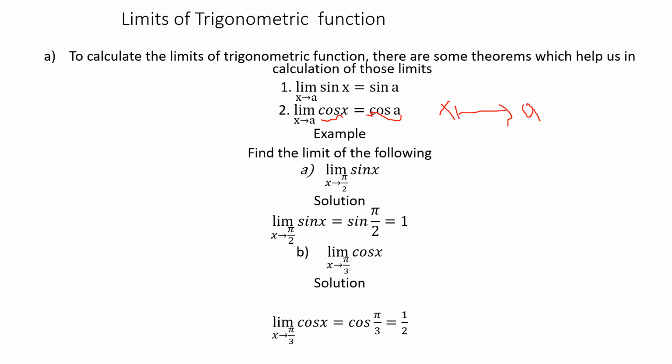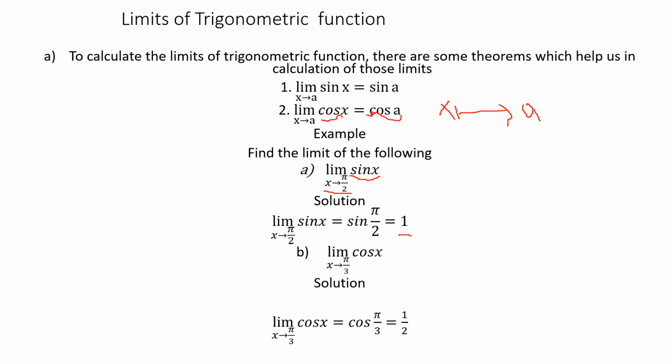When we take an example, as x tends to pi over 2, we need to know, as x is tending to pi over 2, what this sine x is tending to. So you see here in the solution, as x tends to pi over 2, sine x will be equal to sine pi over 2, and sine pi over 2 is 1.